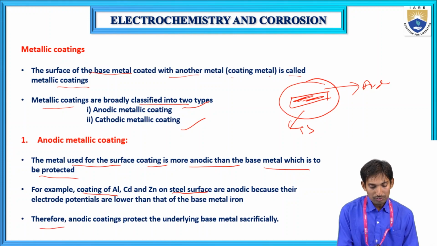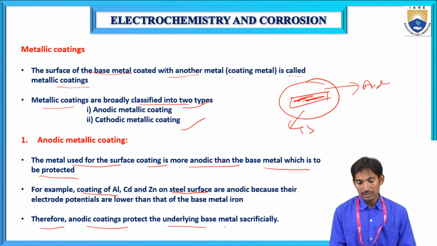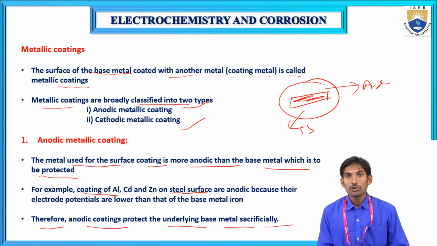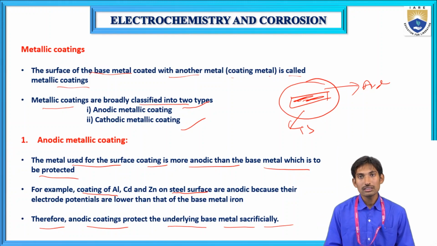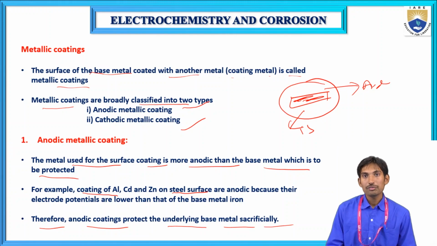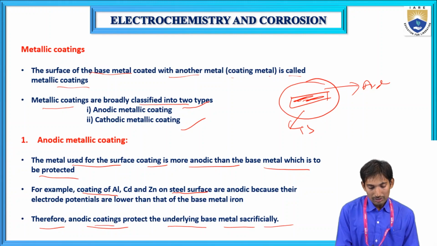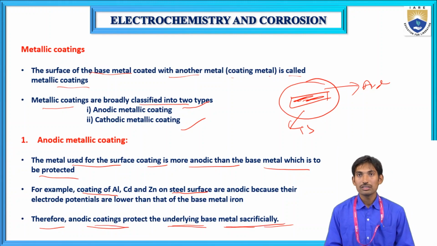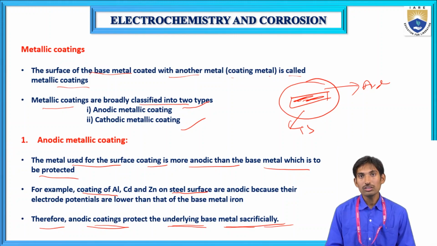Therefore, anodic coating protects the underlying base metal sacrificially. In this, the coating metal acts as anode and our base metal acts as cathode. In electrochemical corrosion, we have discussed that the anode part undergoes oxidation and participates in corrosion. The base metal acts as cathode, so it will be protected. The anodic coating metal undergoes oxidation and participates in corrosion, so it sacrifices its life to protect our base metal.